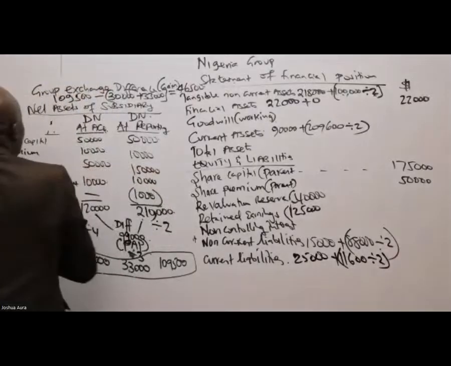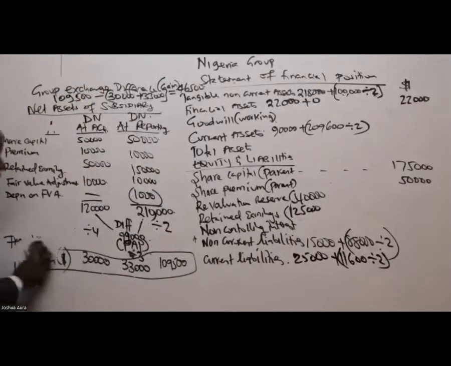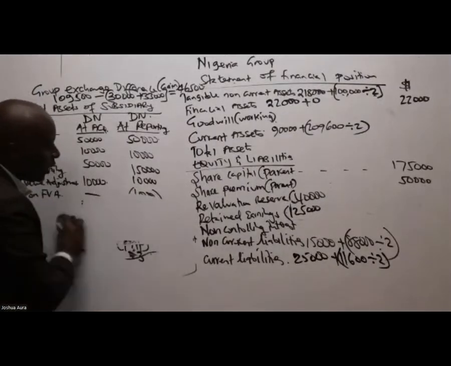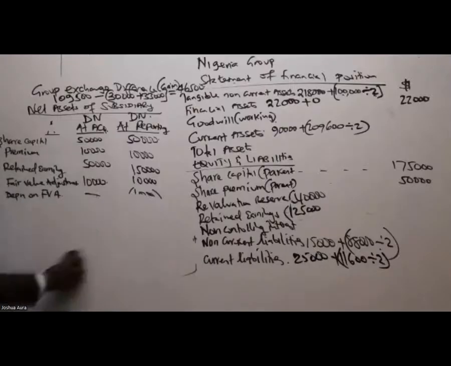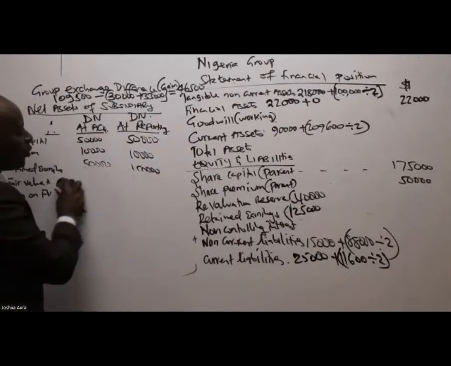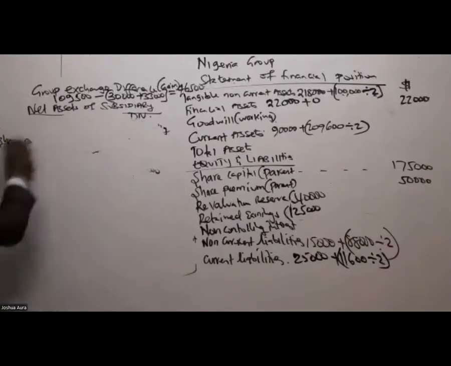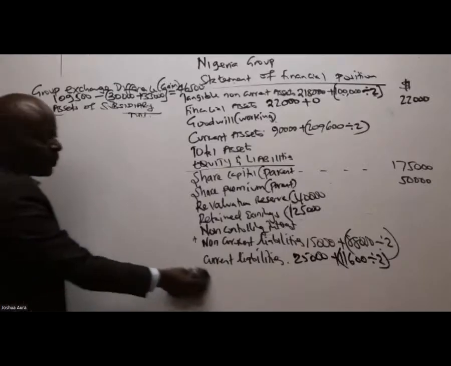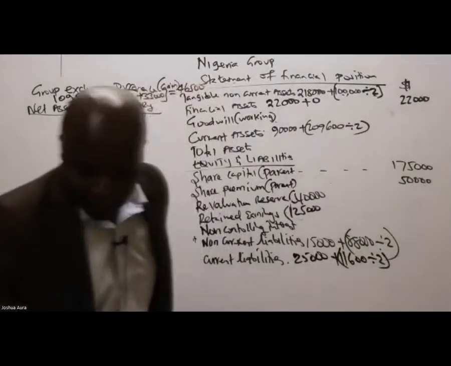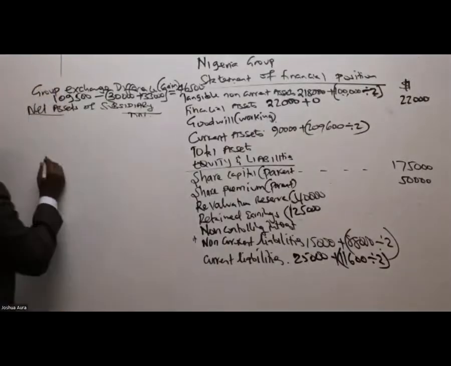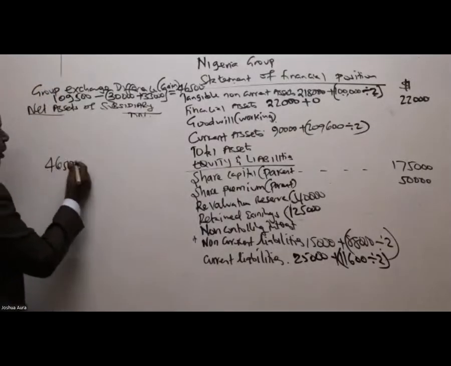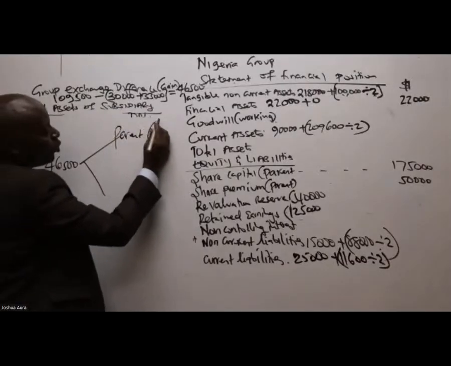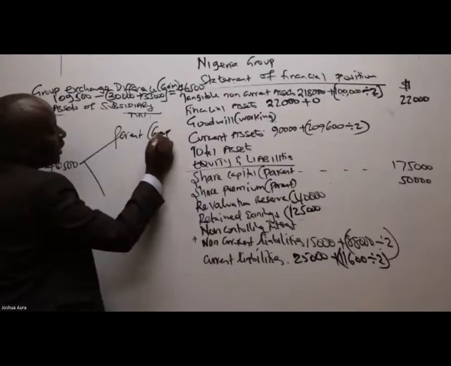Go ahead and share the group exchange difference out. So we are sharing this 46,500, my good students. This 46,500 will be shared to the parent, of course, through the group retained earnings.